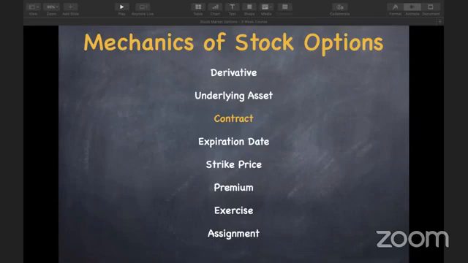Their value comes from somewhere else, but essentially a stock option is a contract, which makes it very different from a stock. A stock is essentially a piece of ownership of a company. It typically performs how the company performs. If a company does good, usually a stock does good. If a company does bad, usually a stock does bad. And companies can live indefinitely.